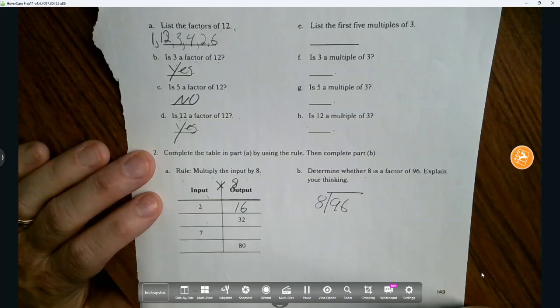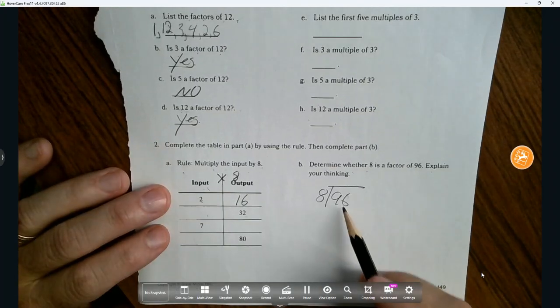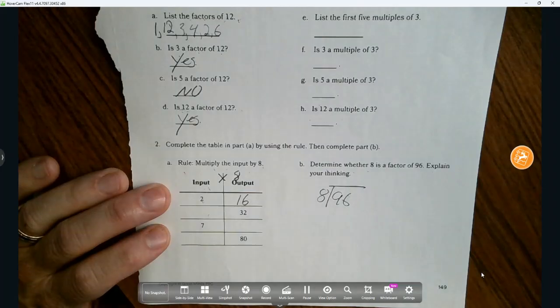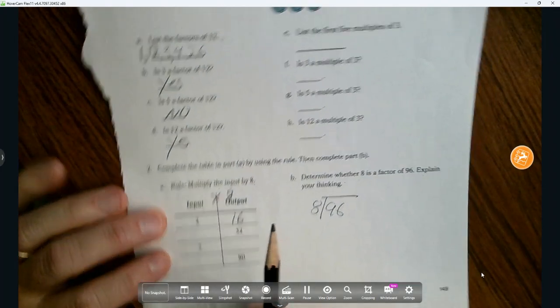You guys got to figure that one out. I am not helping on that one. That's as much as I'll give you. If you can make this work out nice and neat, then yes it is. Or if you know that 8 times something is 96. That works.